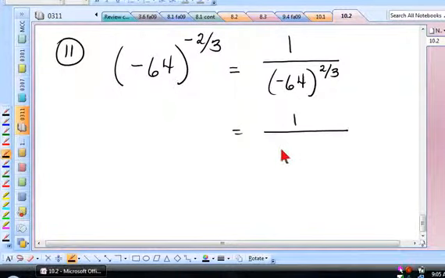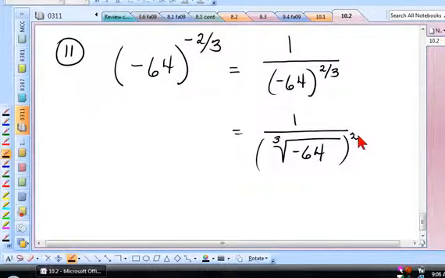I have 1 over. The radicand is negative 64. What's the index? And then, what's the power? 2. There's the 2 and the 3. The negative said, move me. The fractional exponent, the 3 became the index, the 2 became the power. You didn't have to put it outside, you could have had it inside.